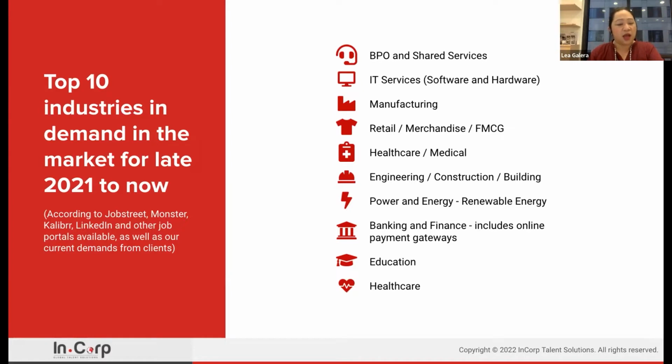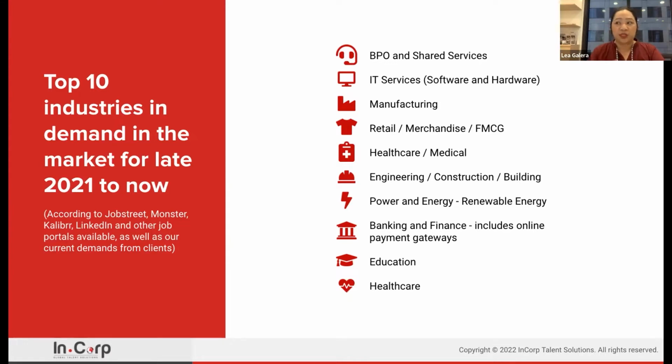A lot of them are still hiring, especially people who can do remote work or work from home services. IT services that focus mainly on software and hardware development for manufacturing companies, especially for those in the essential goods, basically. For retail, merchandising, and FMCG, healthcare and medical, engineering and construction are slowly picking up as of late. A lot of the projects were on hold during the pandemic, but at least now, things are going well.